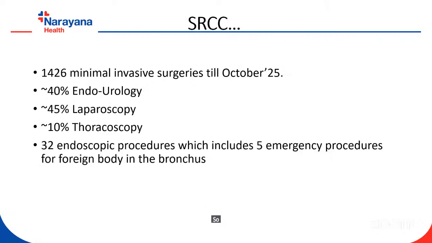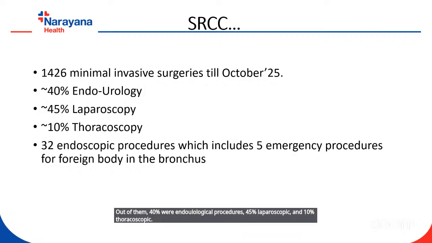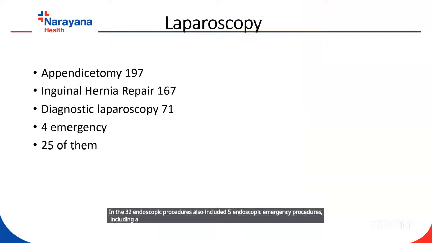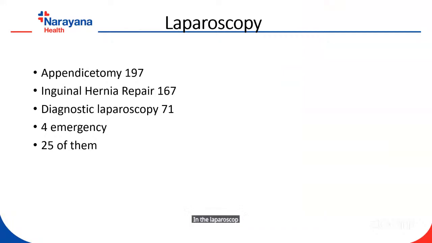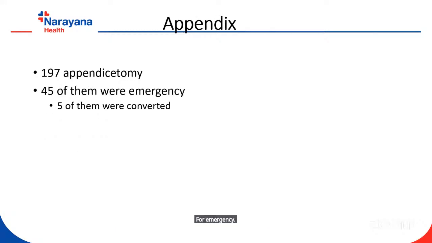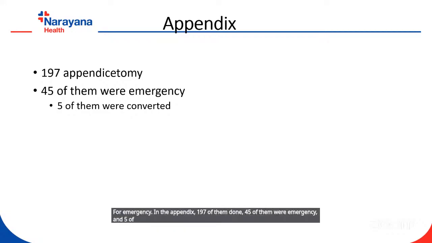So 1,426 minimal invasive surgeries were done till October 2025. Out of them, 40% were endourological procedures, 45% laparoscopic, and 10% thoracoscopic. The 32 endoscopic procedures also included 5 endoscopic emergency procedures, including a foreign body in the bronchus. In the laparoscopic section, we had 197 appendicectomies, 167 inguinal hernia repairs, 71 diagnostics, and 4 emergencies. Of the 197 appendix cases, 45 were emergency, and 5 of them were unfortunately converted.